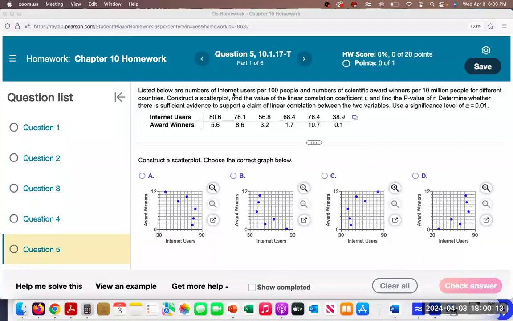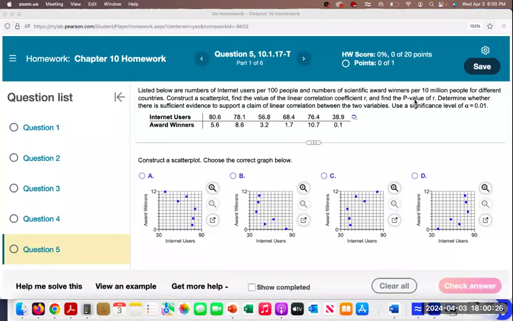Listed below are numbers of internet users per 100 people and numbers of scientific award winners per 10 million people for different countries. Construct a scatter plot, find the value of linear correlation coefficient R, and find the p-value of R. Determine whether there is sufficient evidence to support a claim of linear correlation between the two variables using 0.01 significance level. So first, we want to create a scatter plot.